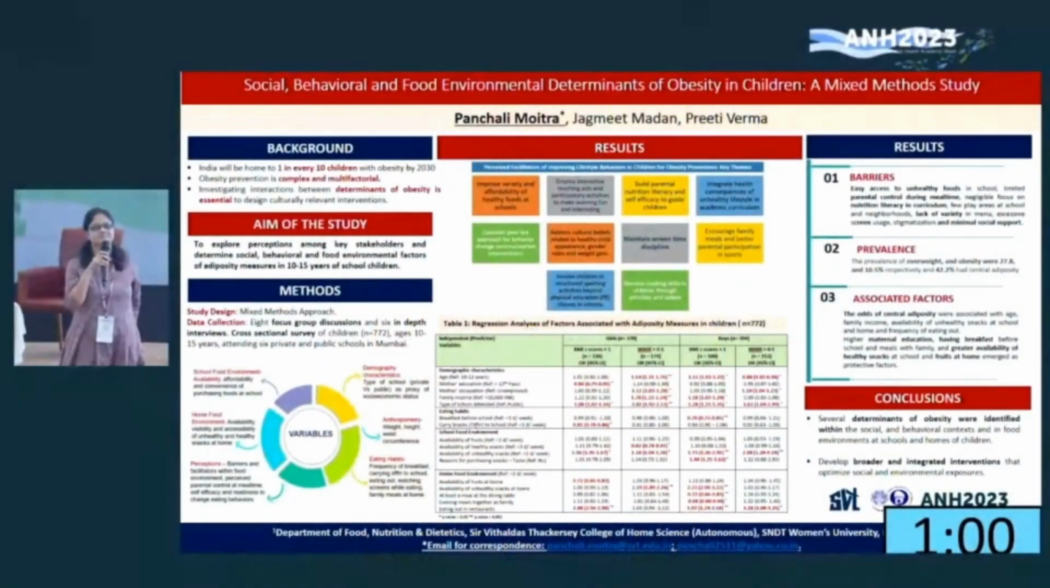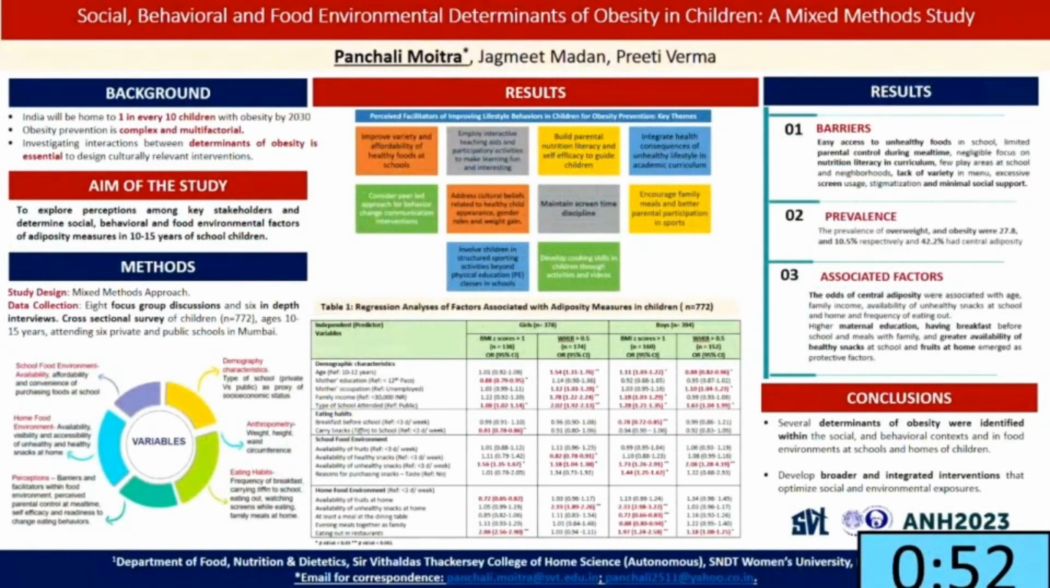Hi, India is still indeed struggling to beat the burden of undernutrition, yet the perils of overnutrition in the backdrop of an obesogenic food environment and an unfavorable nutrition transition is gradually but steadily creeping into our communities. Obesity is multifactorial, it is a complex phenomenon. Therefore, we conducted a mixed method study to explore the perceptions of obesity risk in key stakeholders and evaluate the social, behavioral, and food environmental determinants in school children.